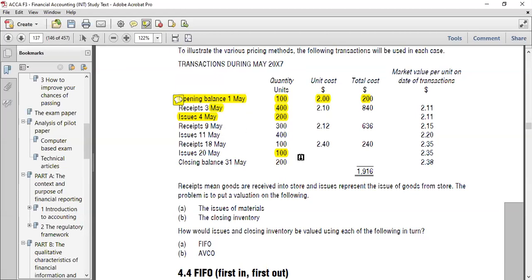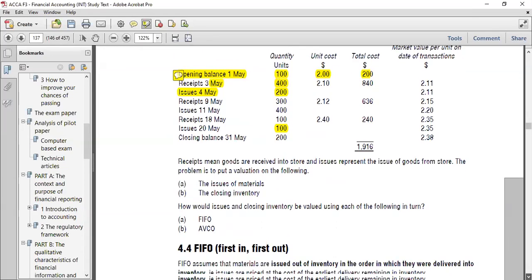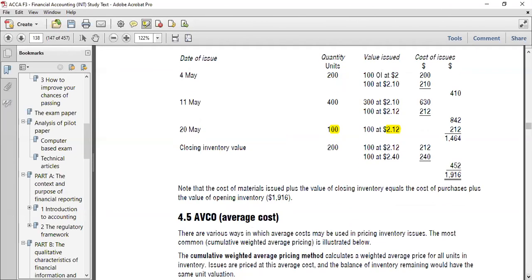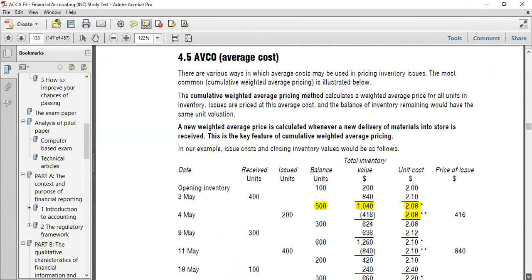Okay, issues and receipts. Like I said, sometimes they can be called receipts. Another side can be called purchases. Okay, issues can also be called sales. Okay, and basically that is what the examiner wants to test when it comes to that perspective. Okay, yeah.